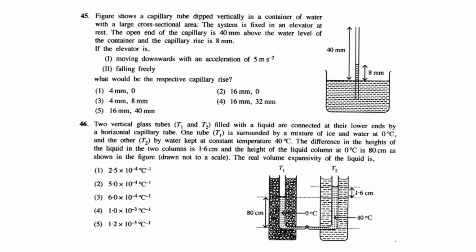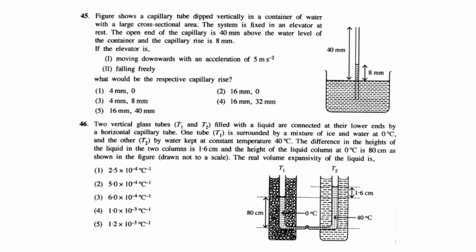But the maximum height of the tube is 40 millimeter. So it cannot rise beyond 40 millimeter. So the height of the water column would be 40 millimeter. Answer is 5. Question number 46.